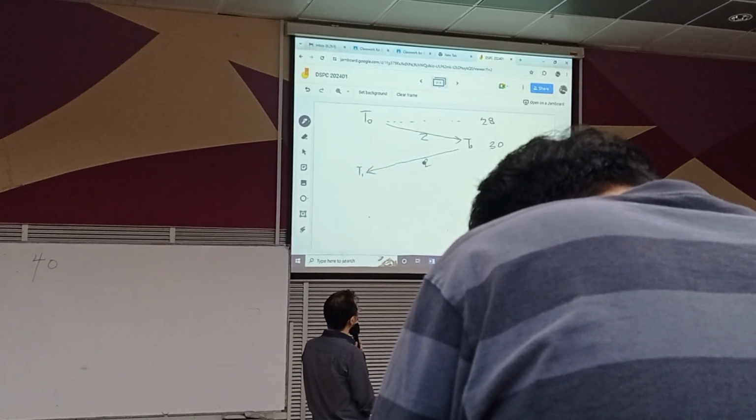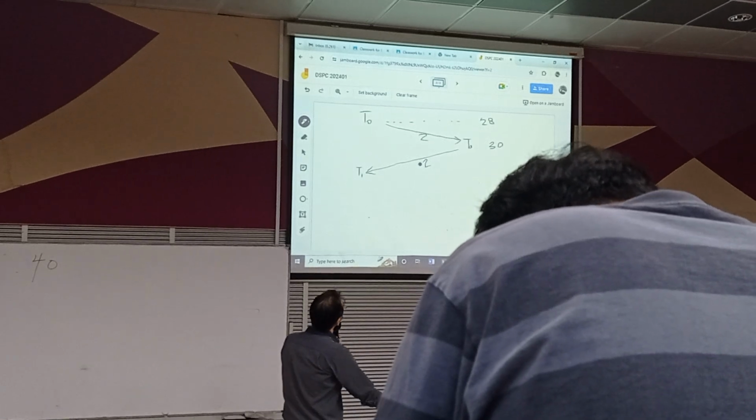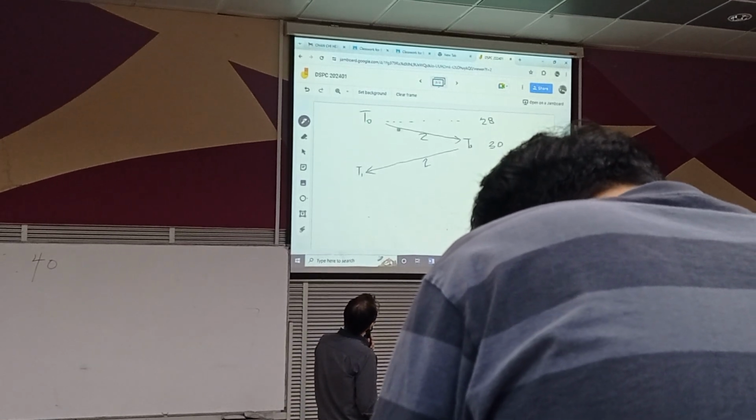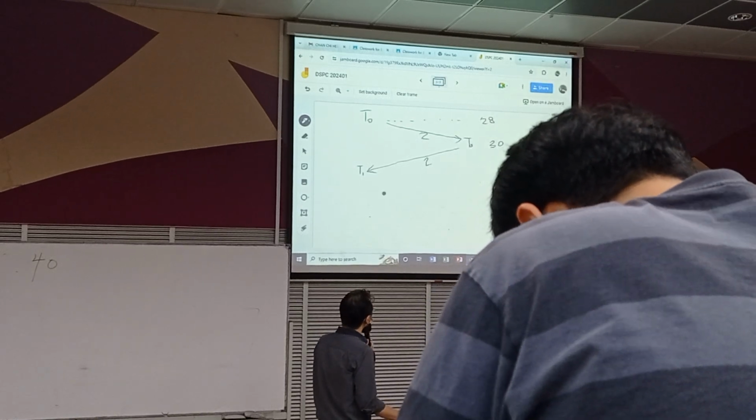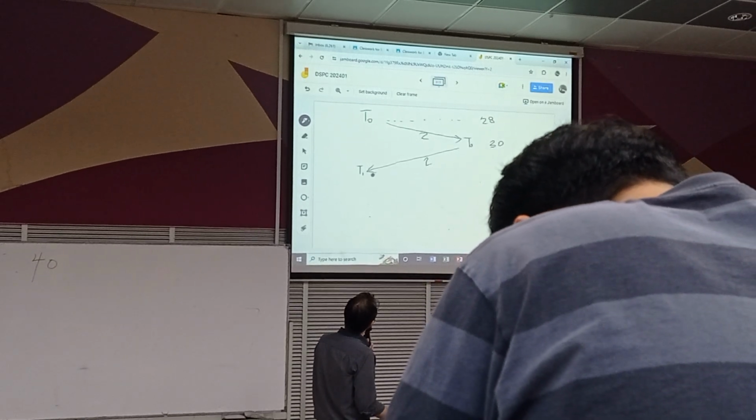But 3 seconds, it can be 4 seconds, it can be even faster, right? But suppose that we assume the time that is taken for it to go and come back is the same. So when you reach here, what is the time here?